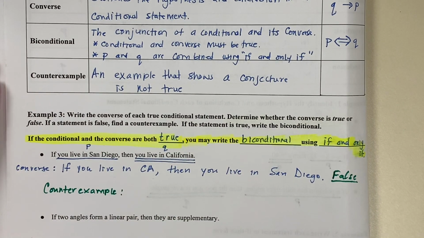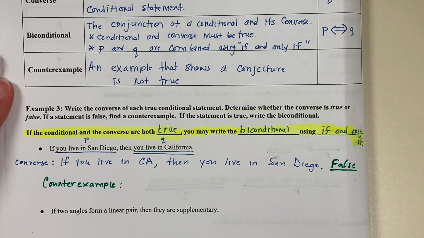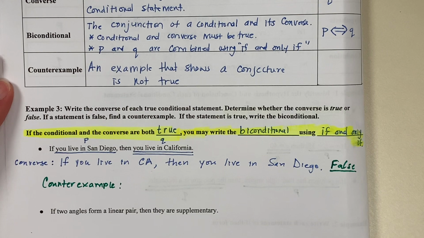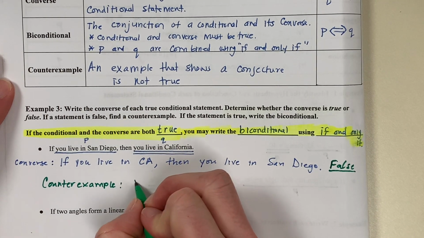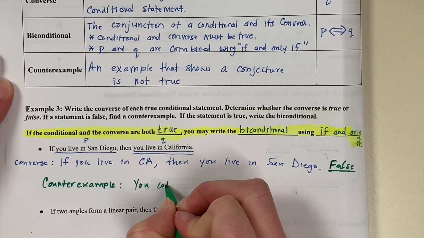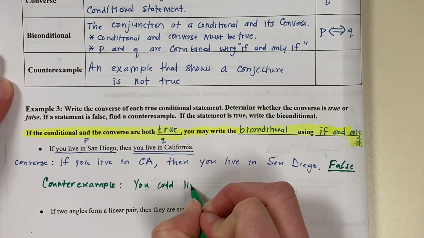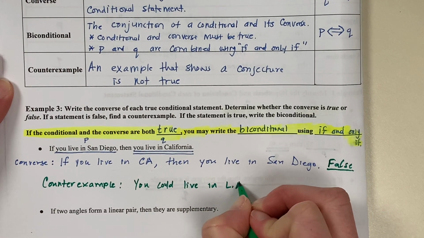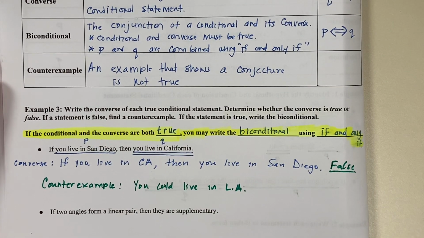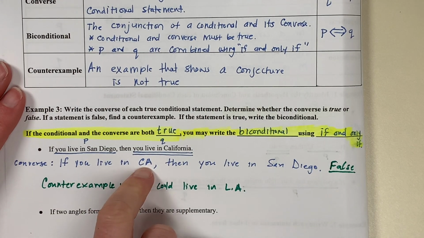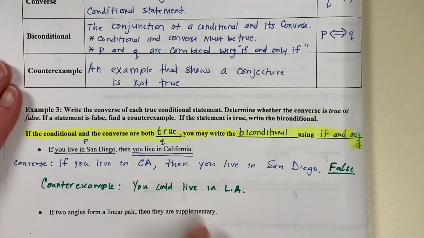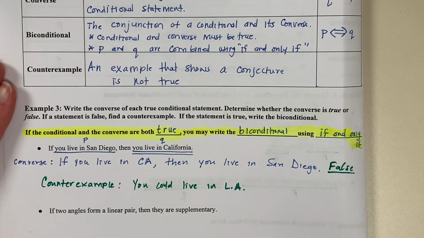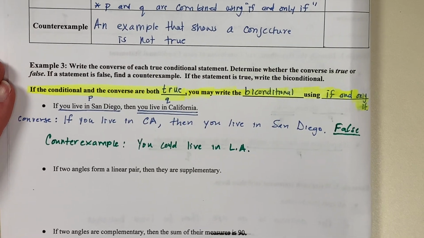For the counterexample, the hypothesis remains the same. So I have to live in California, but I could change the conclusion. I don't have to live in San Diego, so I could live in LA. Okay, this is a counterexample because we're still in California, but the conclusion, you live in San Diego, is not true because I could live in LA. Okay, let's try another one.